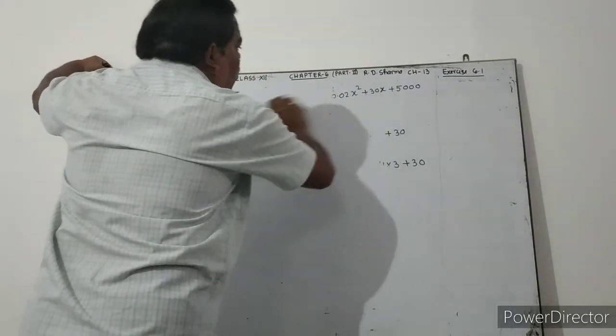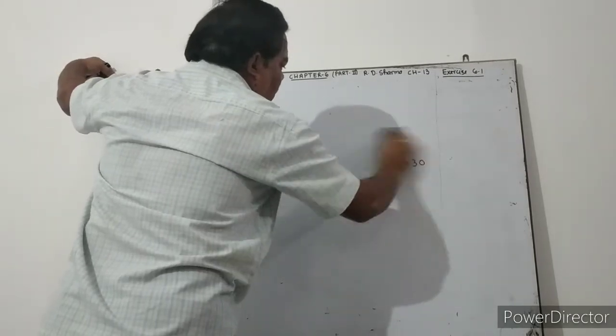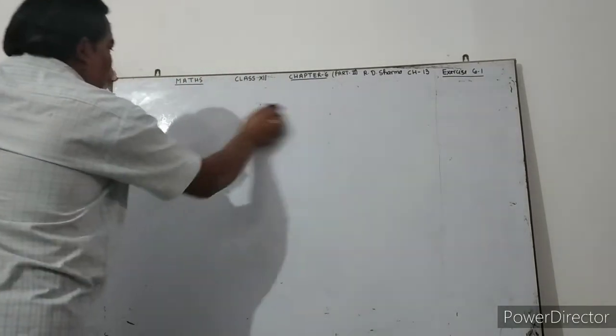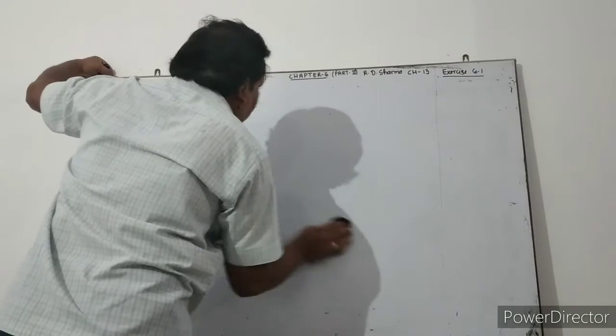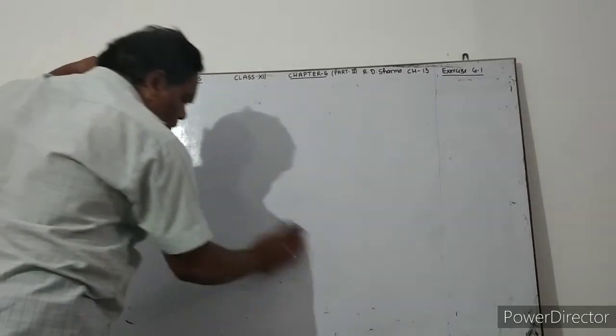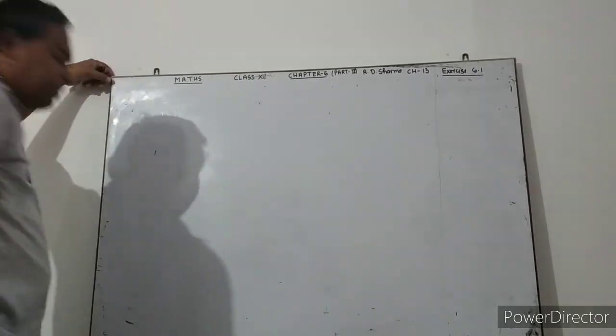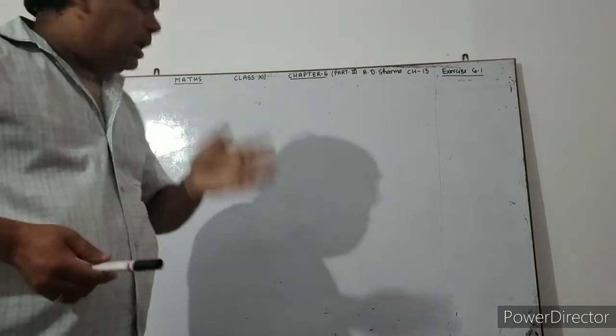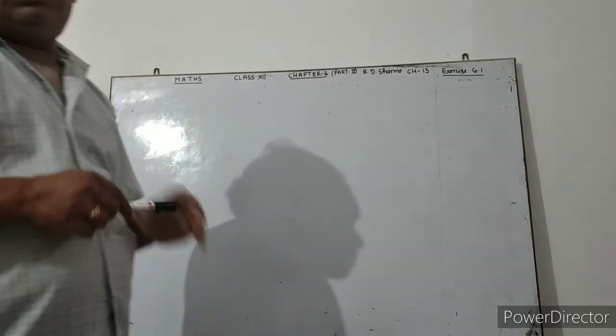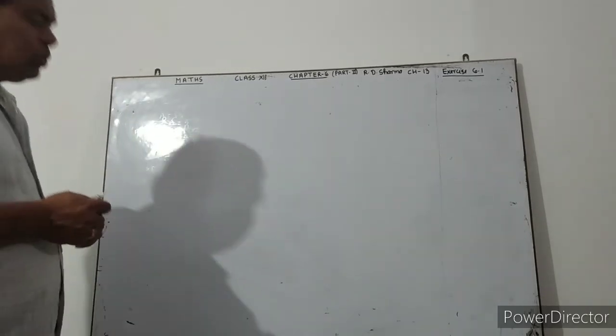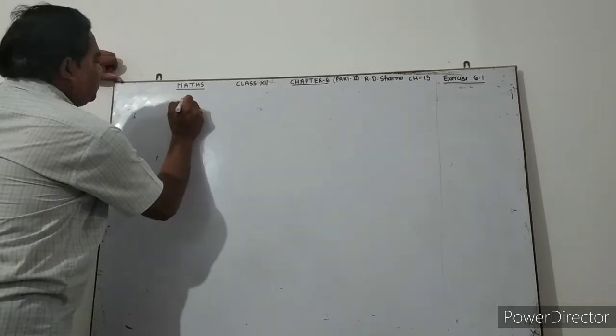Now let us discuss some questions of the NCERT book. Let's take the easy topic. Now question number 7. Questions 1 to 6 are easy. Now question number 7.